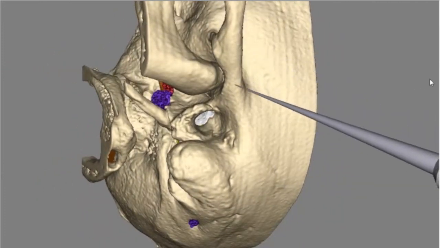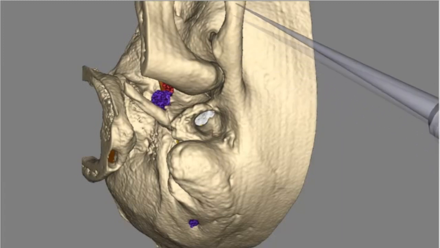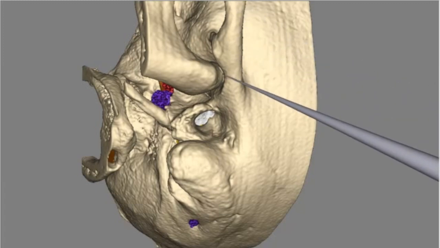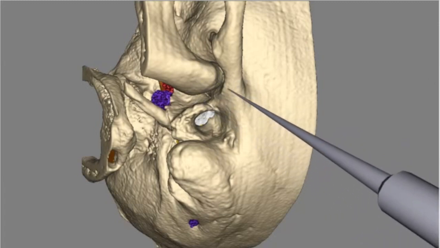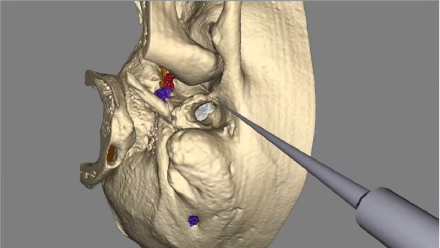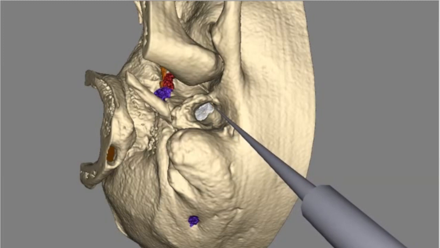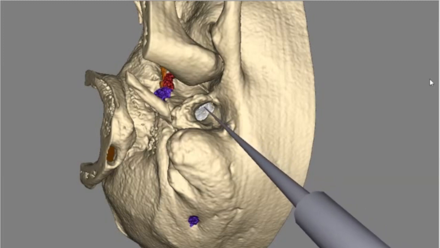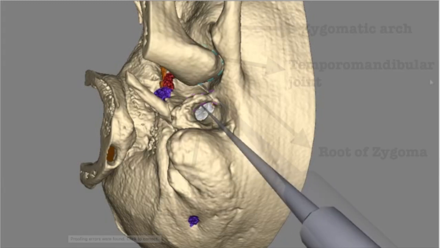Here is the zygomatic root, which goes forward to form the zygomatic arch. Anterior to the ear canal, we have the temporomandibular joint, and this is at risk of iatrogenic injury, drilling through the anterior canal wall, or disease processes such as necrotizing otitis externa. You can see the proximity of the joint to the ear canal.